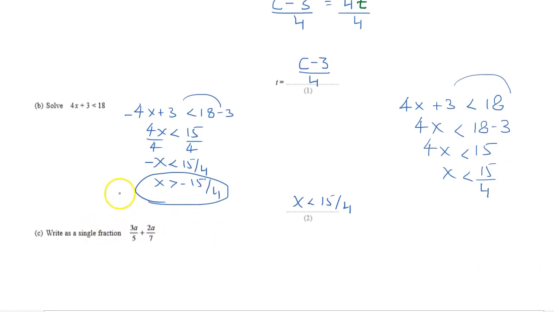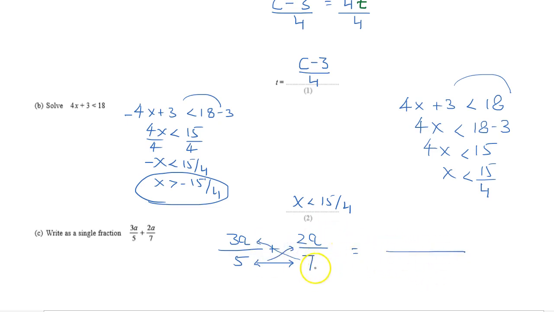Now the part C is write as a single fraction. 3a over 5 plus 2a over 7. Now for this kind of equations, we know that there is no LCM less than their product. So 5 and 7, 5 times 7 is 35. So you multiply this. Then you multiply this. This is a cross multiplication and this is a very easy method.